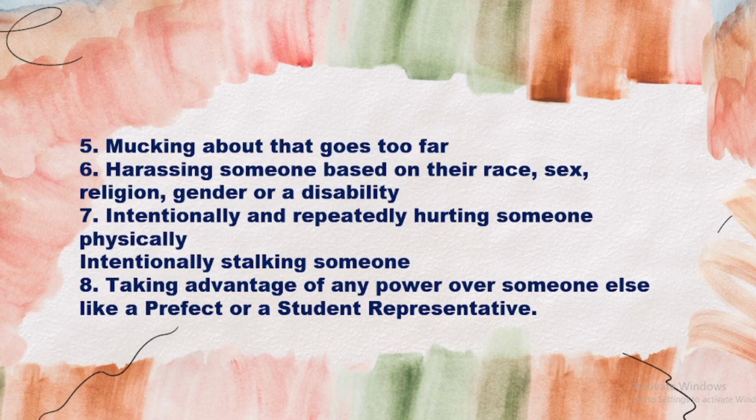Number 5, mocking that goes too far. Number 6, harassing someone based on their race, sex, religion, gender, or disability. Number 7, intentionally and repeatedly hurting someone physically, or intentionally stalking someone. Number 8, taking advantage of any power over someone else, like a prefect or student representative.